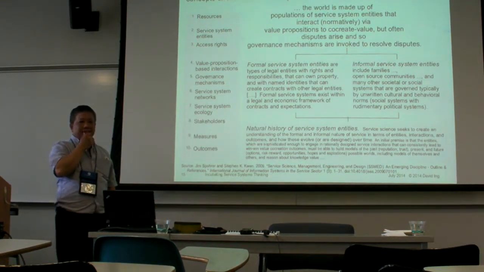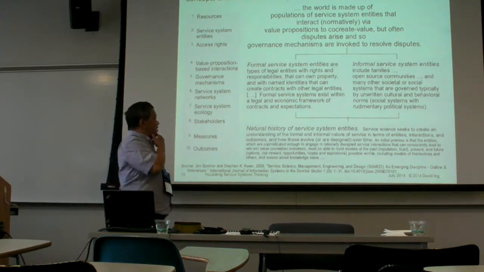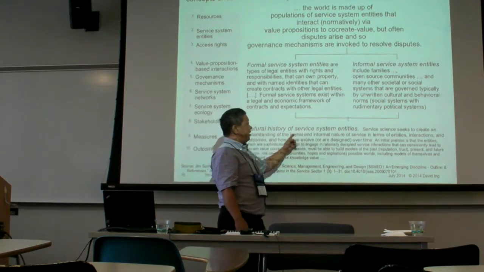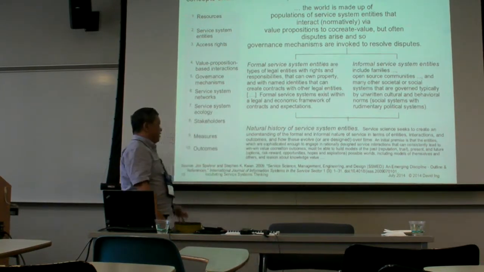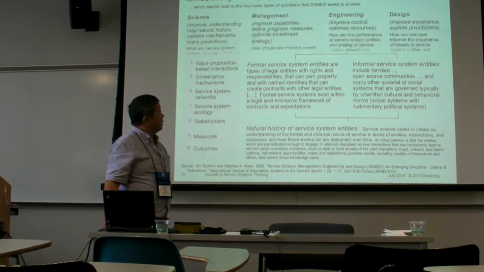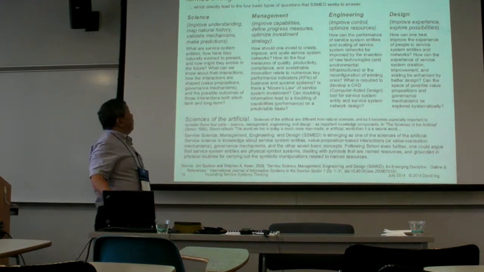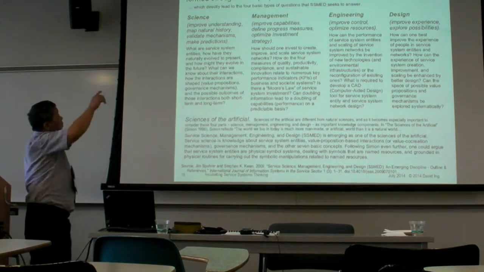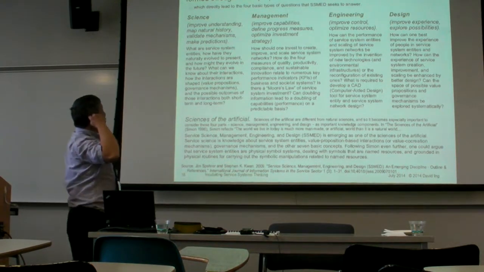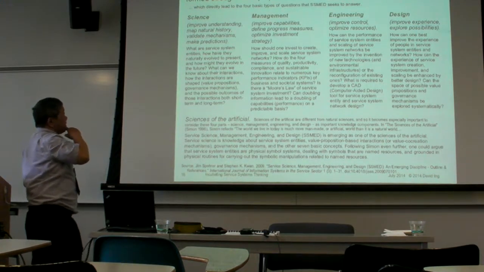And so this tends to complicate, again, the understanding of service systems, right? And what Jim Spohrer says is we want this natural history of service entities, to get an understanding about how all that works, which we don't necessarily have. So the basic question is, can we create a general theory of service entities and networks through value propositions that has four parts?